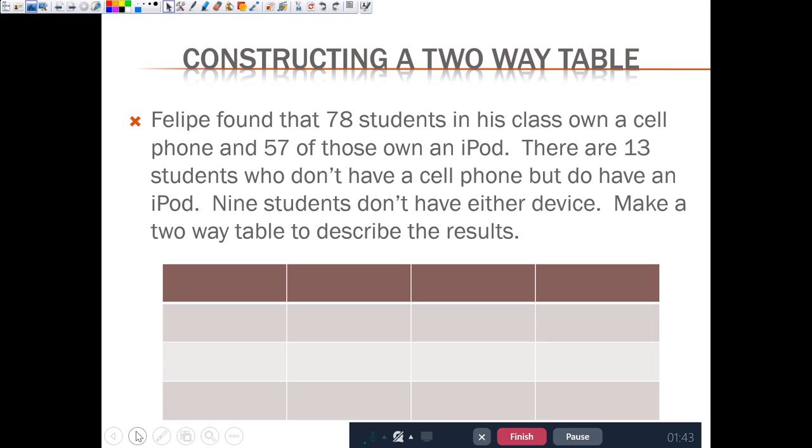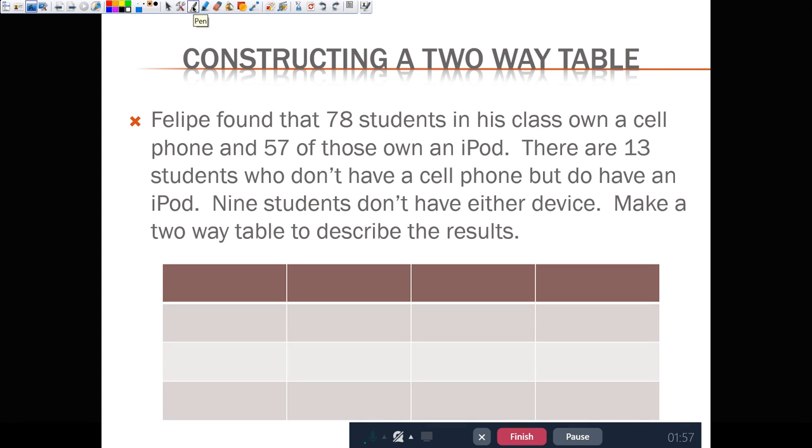Okay, so first off, you have to identify what are the two things that we are comparing. We have cell phones and iPods. So it doesn't matter if you put cell phones on top or iPods on the side. It just matters that if I put cell phones up top, no cell phone has to also be on top. If I put iPods on the side, no iPod has to be on the side.